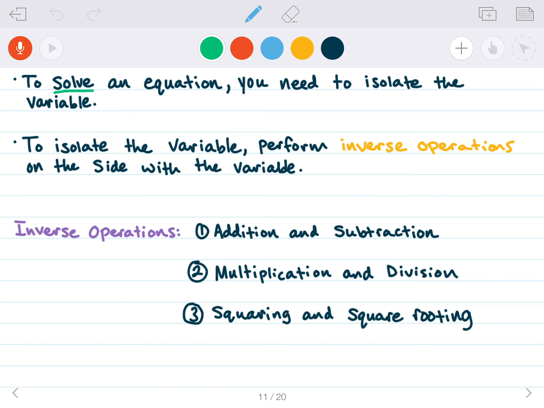So what are inverse operations? They're basically opposite operations. So like addition and subtraction are opposites. Multiplication and division are opposites. Squaring and square rooting are opposites. Cube rooting and cubing are opposites. You get the idea. So that's what we're going to use to get these variables by themselves.